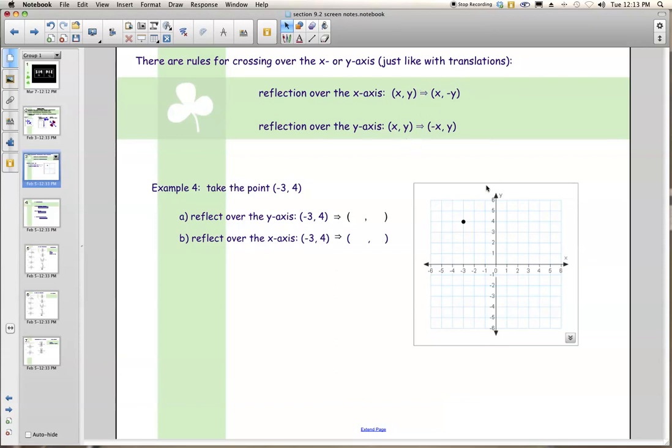Same thing for reflection over the y-axis. The rule that follows is when you reflect over the y-axis, the y value actually stays exactly the same. What ends up happening is the x value goes to its opposite value. So if it was 1, 2, 3 units to the left, you would turn around and go 1, 2, 3 units to the right.